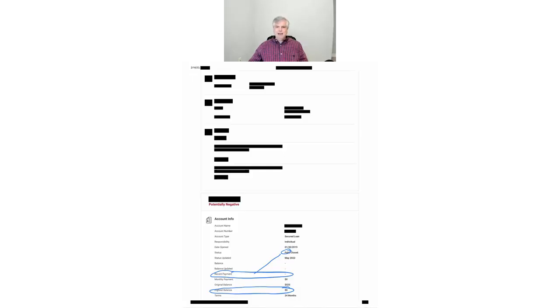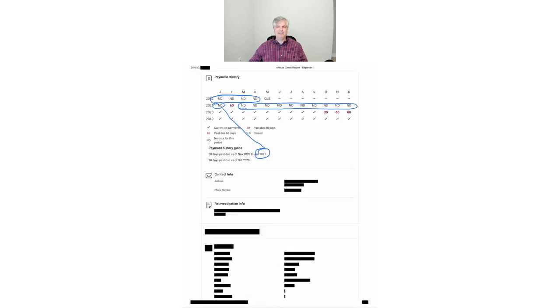So this is one that says paid, and then for recent payment, there's nothing there. And for high balance, there's nothing there. And you can see all these ND. This is the Experian report under payment history. ND means no data. Well, if you don't have any data, that's incomplete.